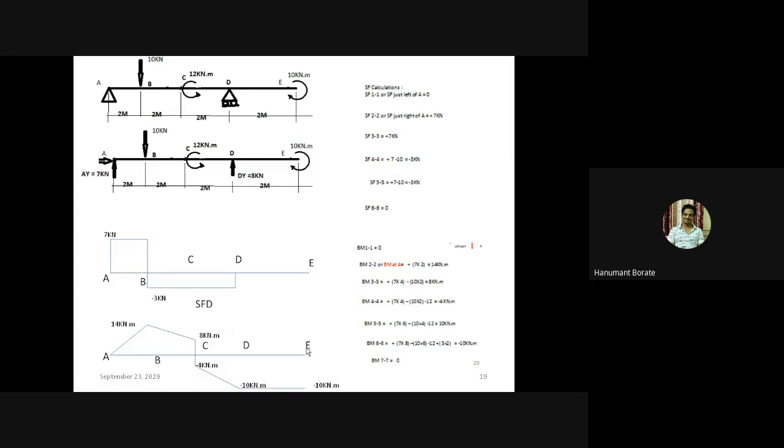Now, just left of E, again we get the same answer, minus 10 kilonewton meter. So here we need to draw a horizontal line, and at the right of E, meaning at point E, the bending moment equals 0.